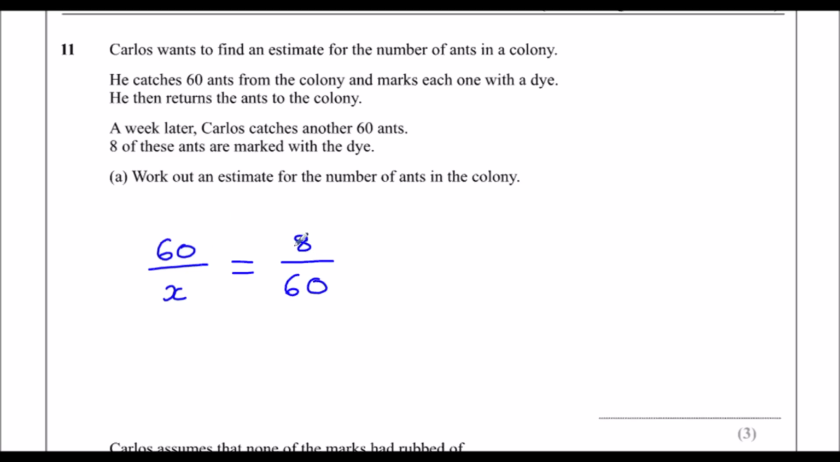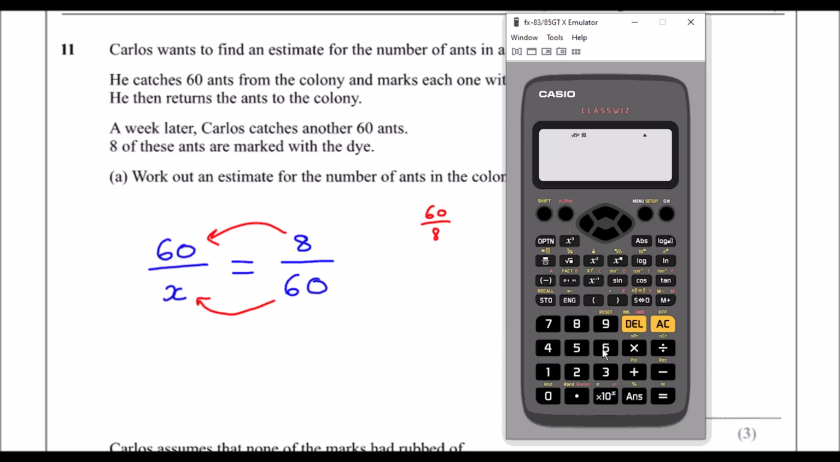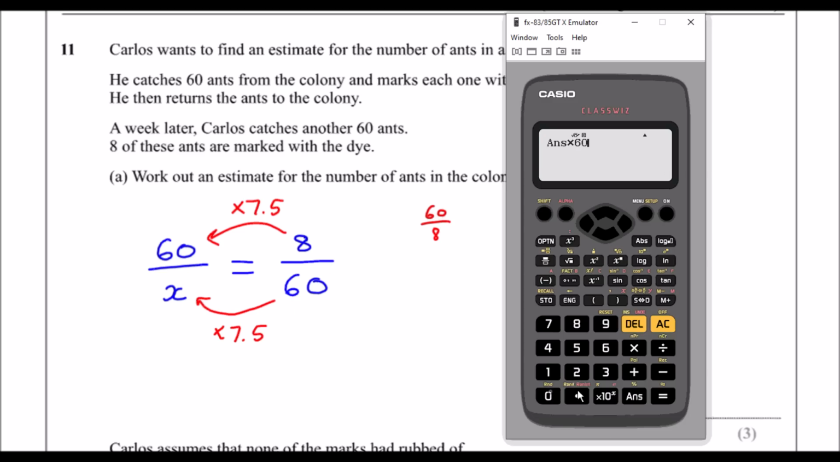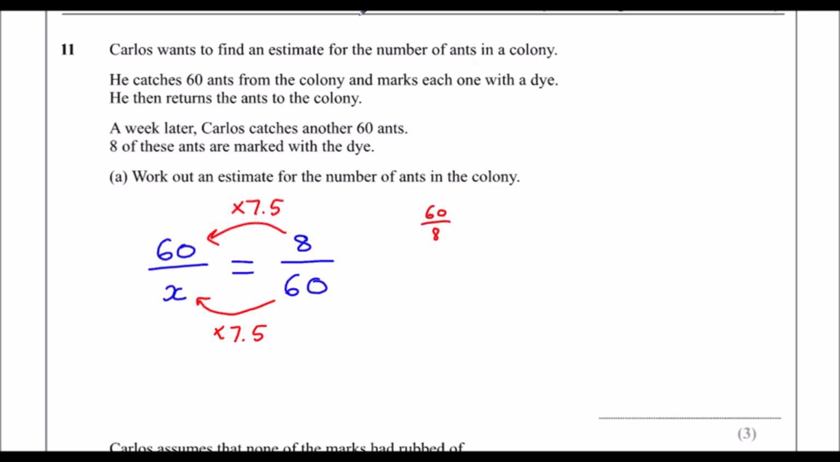So for these two fractions to be worth the same, what does x have to be? So we can say whatever we multiply the top by, we'll multiply the bottom by the same thing. So what do we have to multiply 8 by to get 60? Well, if we do 60 over 8, and we'll do that in the calculator, that's 15 over 2, or 7.5. So we need to times by 15 over 2, or 7.5. So times the top by 7.5, or times the bottom by 7.5 as well. So that's 450. So we estimate there are 450 ants in the colony.